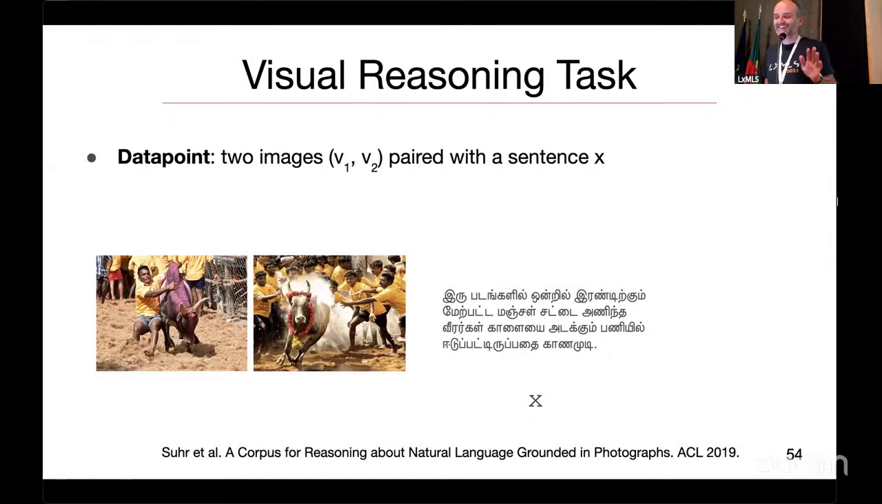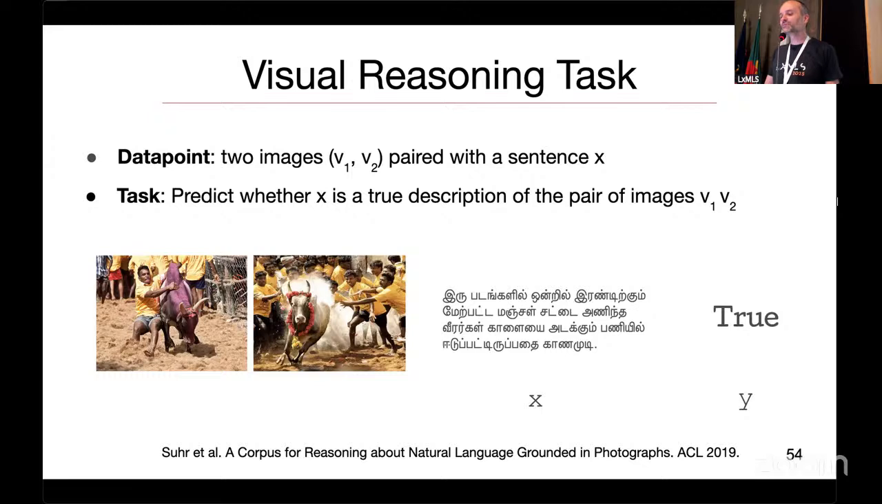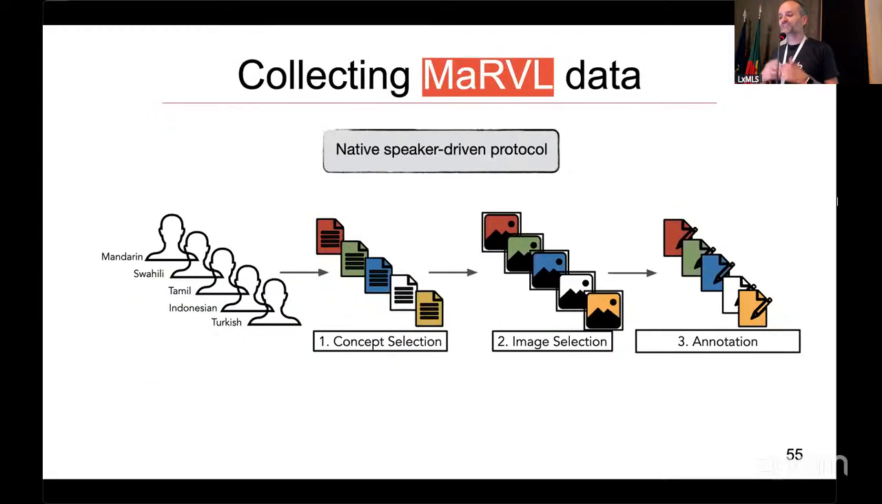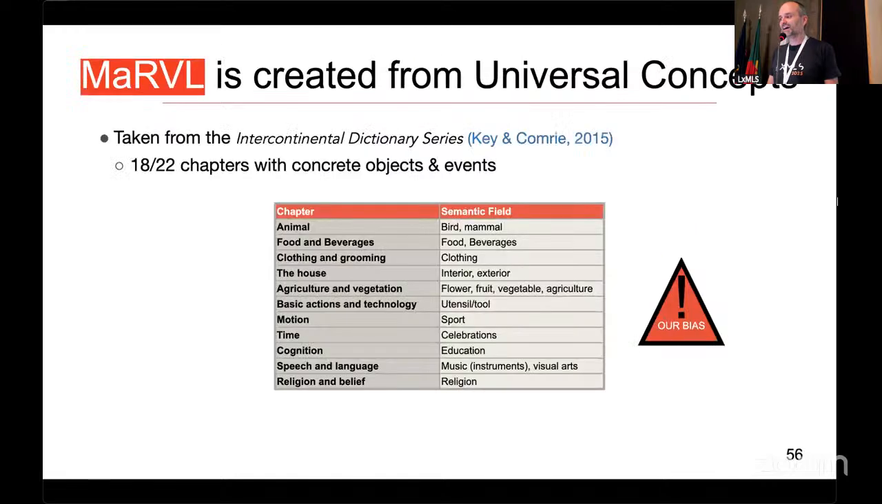So this is a sentence paired with 2 images on the left, and the model has to predict whether this sentence is a true description of the pair of images. We did this in a native speaker-driven protocol from start to finish, and we created it from what we call universal concepts. This is where we introduce a bias into the process. And when you create data sets, you introduce biases at some stage, no matter what you do.